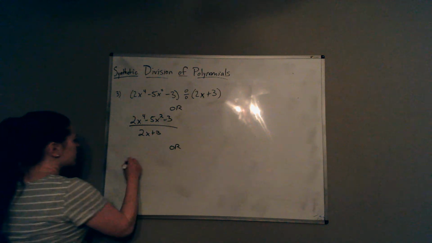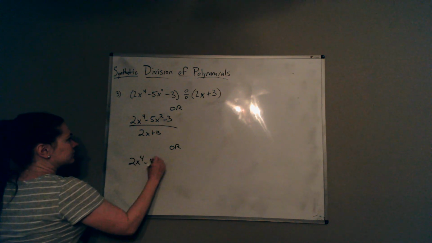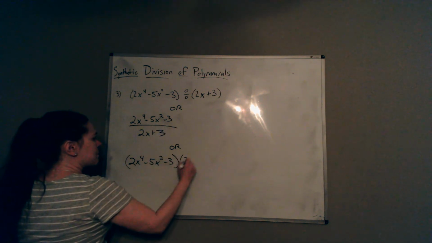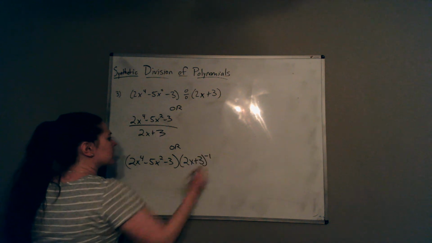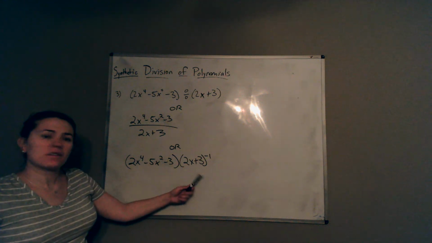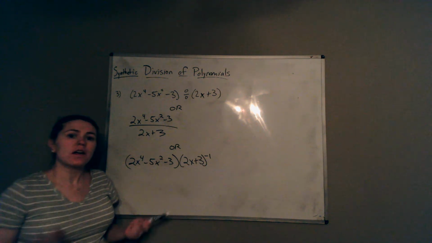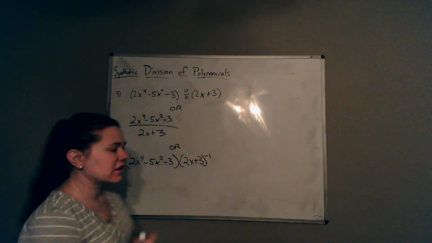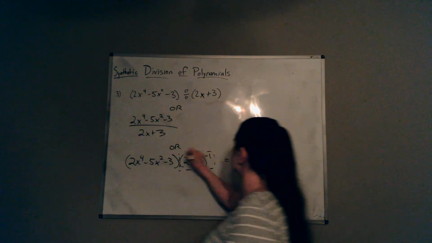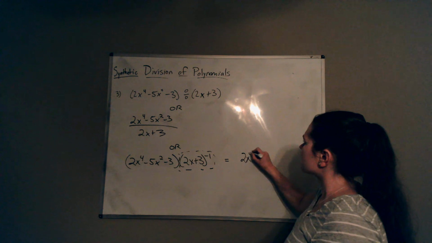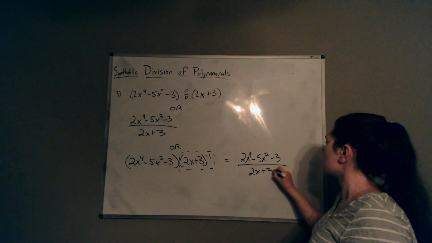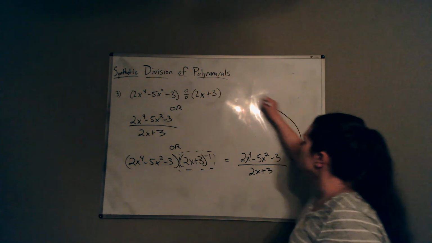And here's the third way. This is another way people like to write it. It looks like it's multiplication, right? But this is the factor that's raised to the negative first power. You're not supposed to have negative exponents in a simplified expression. What do you do with negative exponents? You bring it down. But it's this entire factor that's raised to the negative first. So this would be the same as 2x to the fourth minus 5x squared minus 3 over 2x plus 3, which if you write it out horizontally would be this statement here.